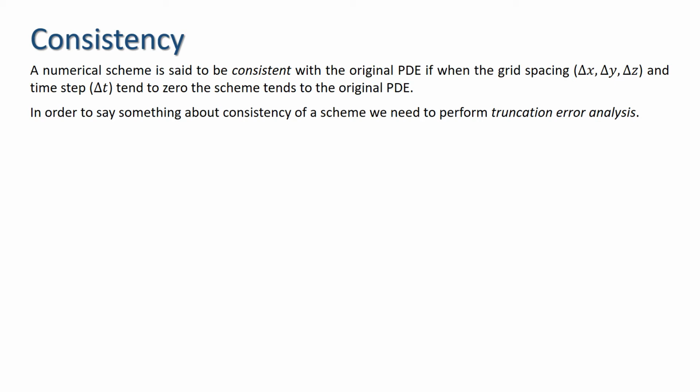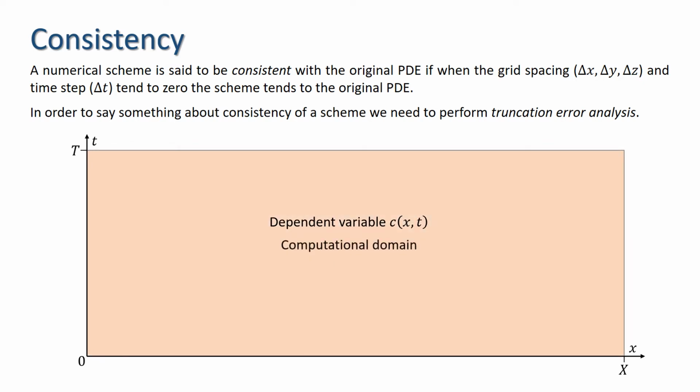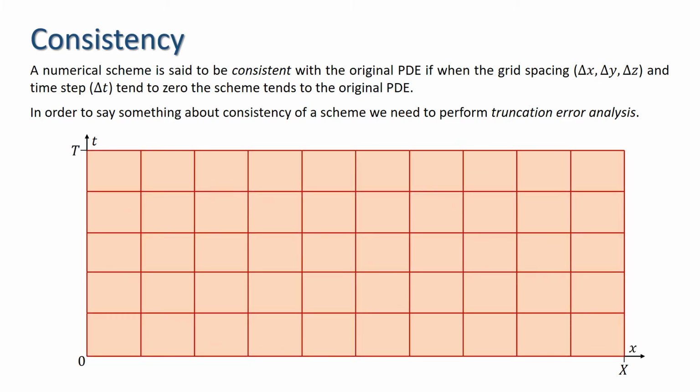Throughout this video, the examples I will use have independent variables x and t and a dependent variable c. We thus have a computational domain in the xt plane as illustrated here. For the numerical schemes, we're going to impose a regular rectangular grid onto this domain with cell spacing delta x and time step delta t, and we're going to use the notation Cij to denote c evaluated at position i delta x and time j delta t.